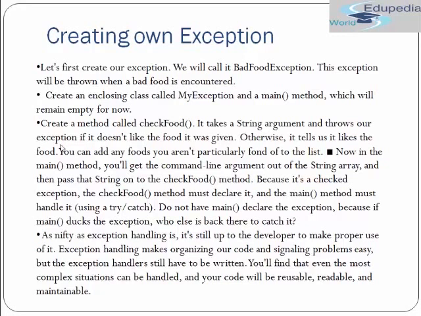Okay. Now, create an enclosing class MyException and a main method which will remain empty for now. Then we'll create a method checkFood. It takes a string argument and throws our exception if it doesn't like the food it was given. Otherwise, it tells us that it likes the food. You can add any food you aren't particularly fond of to the list. Now in the main method, you will get the command line argument out of the string array and then pass the string on to checkFood. Because it's a checked exception, the checkFood method must declare it and the main method must handle it.